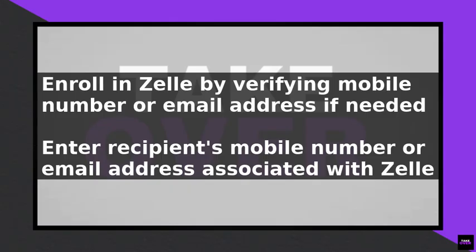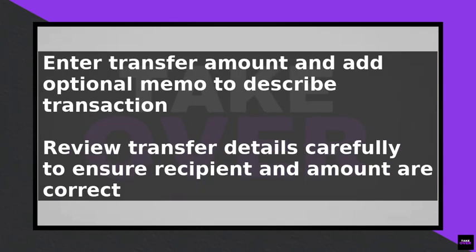Enter the amount you want to transfer and add an optional memo to describe the transaction. Review the transfer details carefully, including the recipient's information and the amount, to ensure everything is correct. Confirm the transfer and wait for the transaction to be processed. Zelle typically processes transfers in minutes, but the time may vary depending on the recipient's bank.